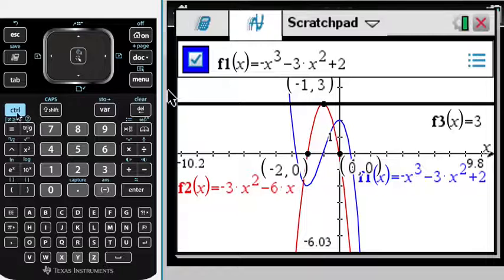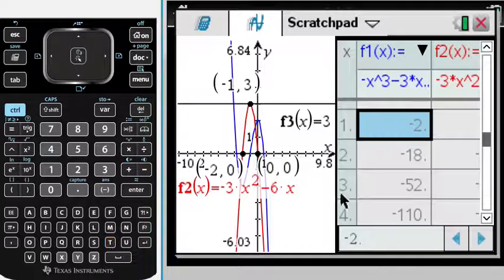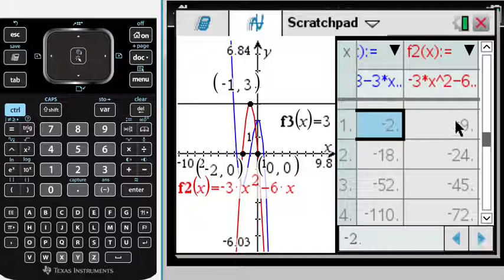If I do Control T, I get a table. Now if we look at that, at 1, this right here is the function value, but if we go over a second, this right here is the slope. So at 1, the slope of your blue graph is -9. At 2, the value is -18, but the slope is -24.